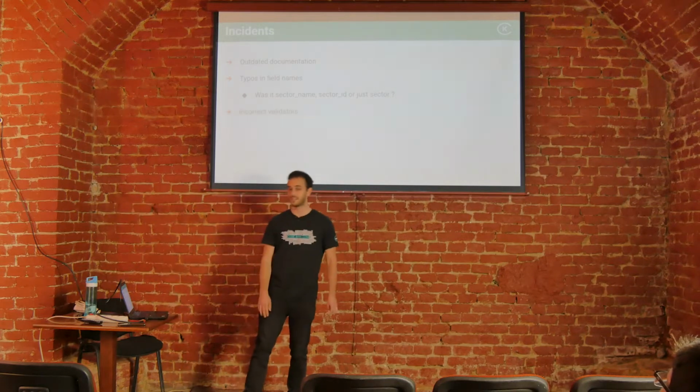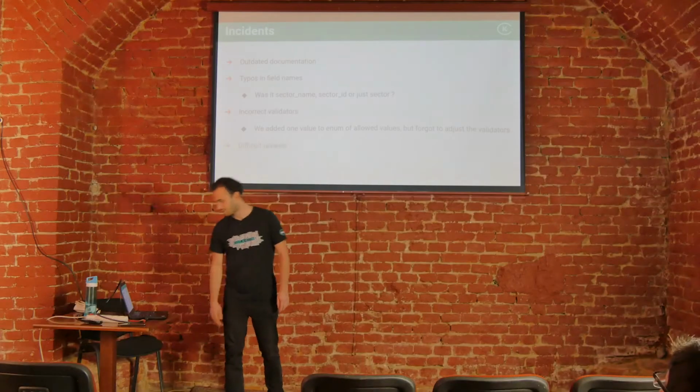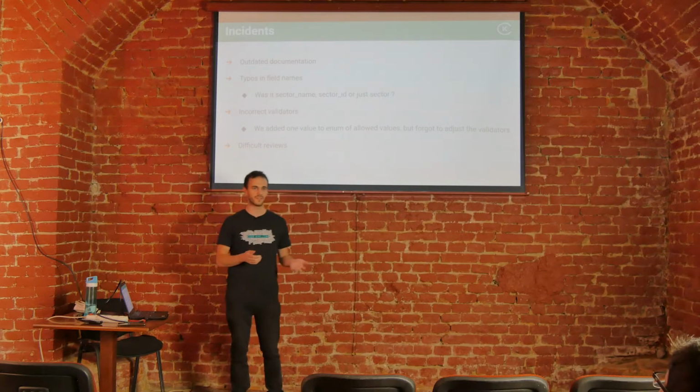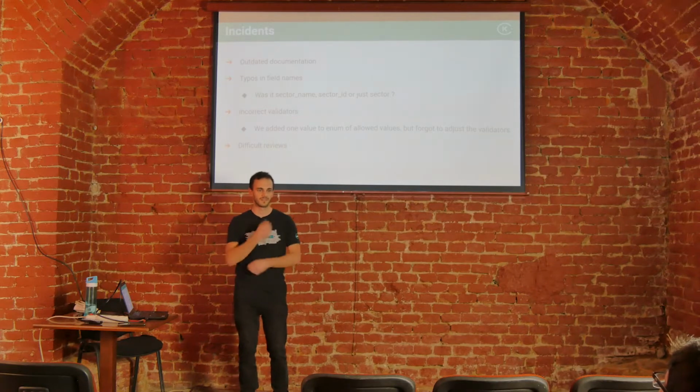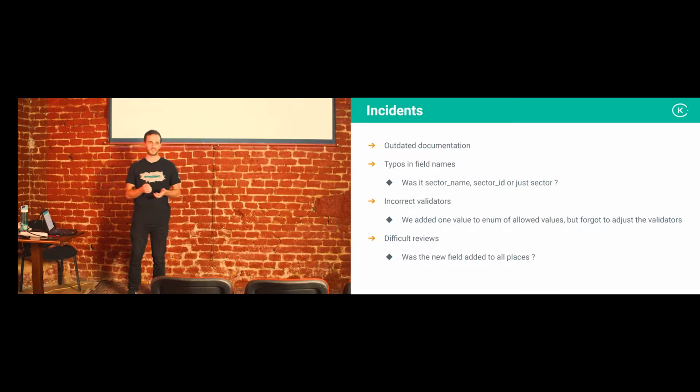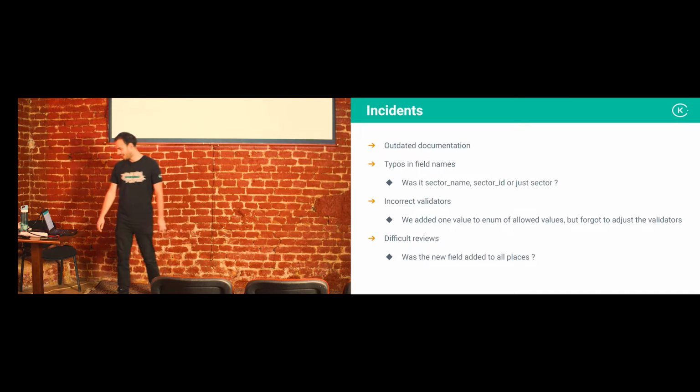Another problem was incorrect validators. So for example, we added some value to the enum, but we didn't change the validators. So we deployed it, and we suddenly found out that everything works, just the validators stopped accepting the values that should be there. And of course, difficult reviews. If you would like to add one field somewhere, my colleague does it, and I need to review it after him. And the problem is that it is very difficult to check if all the places were changed and nowhere was it forgotten.